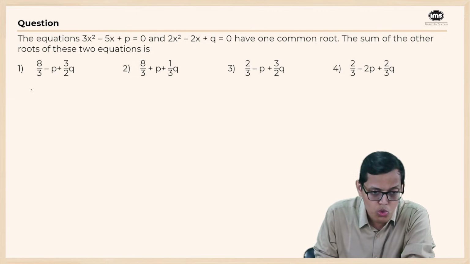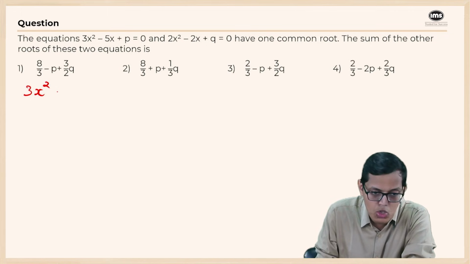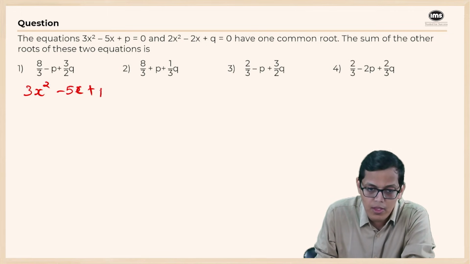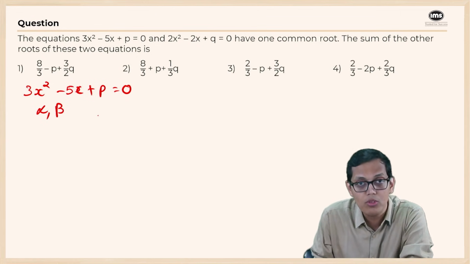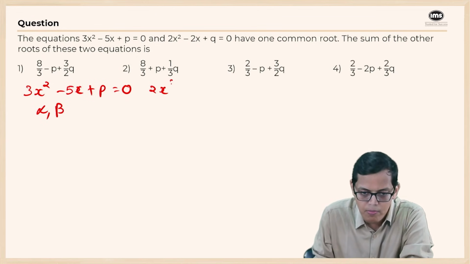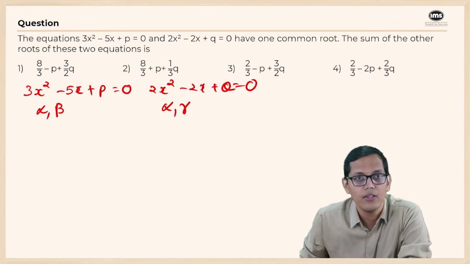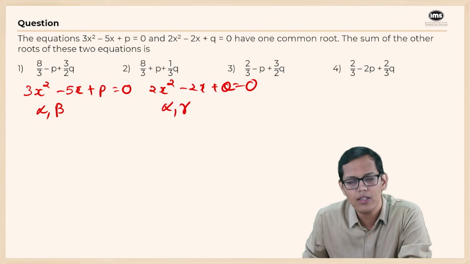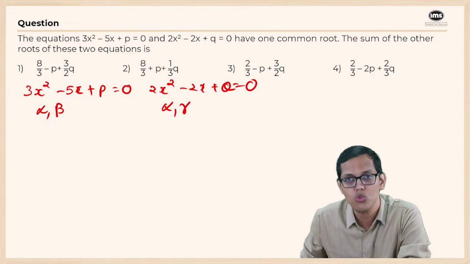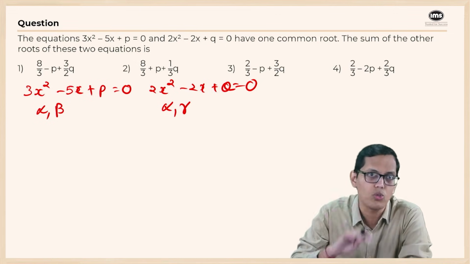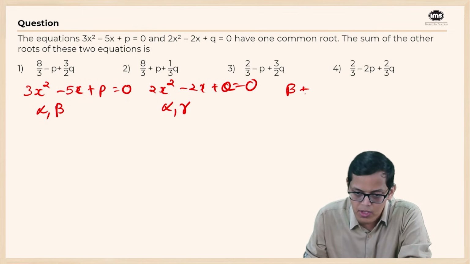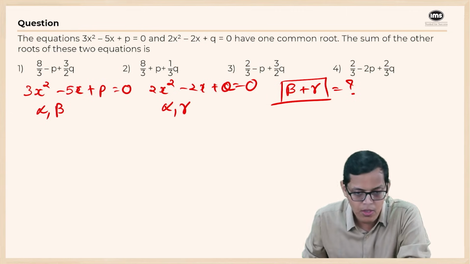So while assuming the roots of these two equations, I'll ensure that I assume one root as a common one. Let's assume alpha and beta are the roots of the first equation, and alpha and gamma are the roots of the second equation. Alpha is the common root; beta and gamma are the different roots. The question wants us to find the summation of these two uncommon roots, so beta plus gamma is our question.